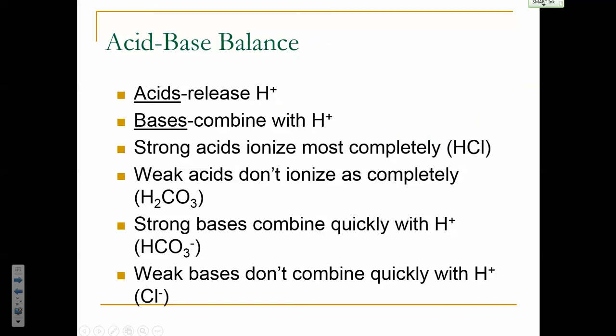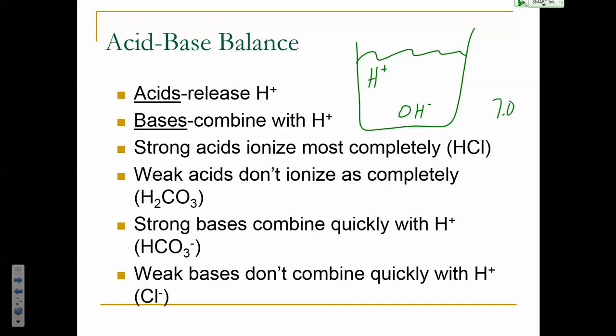Some of the acids that we have in us are strong acids, some are weak acids. Some bases are strong bases, some bases are weak bases. To give you an idea of the difference in the two, let's say here's a beaker of water, and water is going to break up into hydrogen and hydroxyl. Some of it will, not all of it does. A lot of it stays intact, but a little bit will break up. At this point, we have equal hydrogen and hydroxyl, and that would be a pH of 7.0.